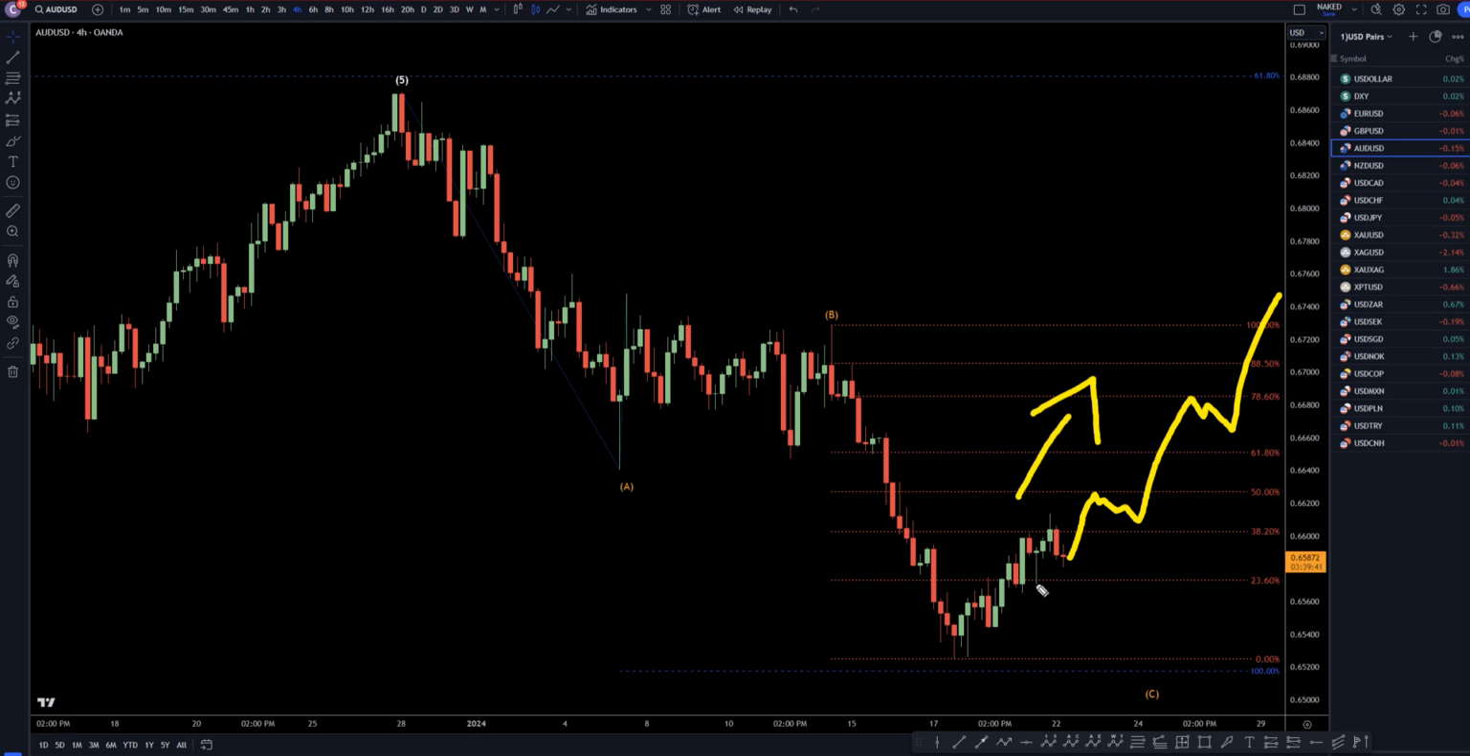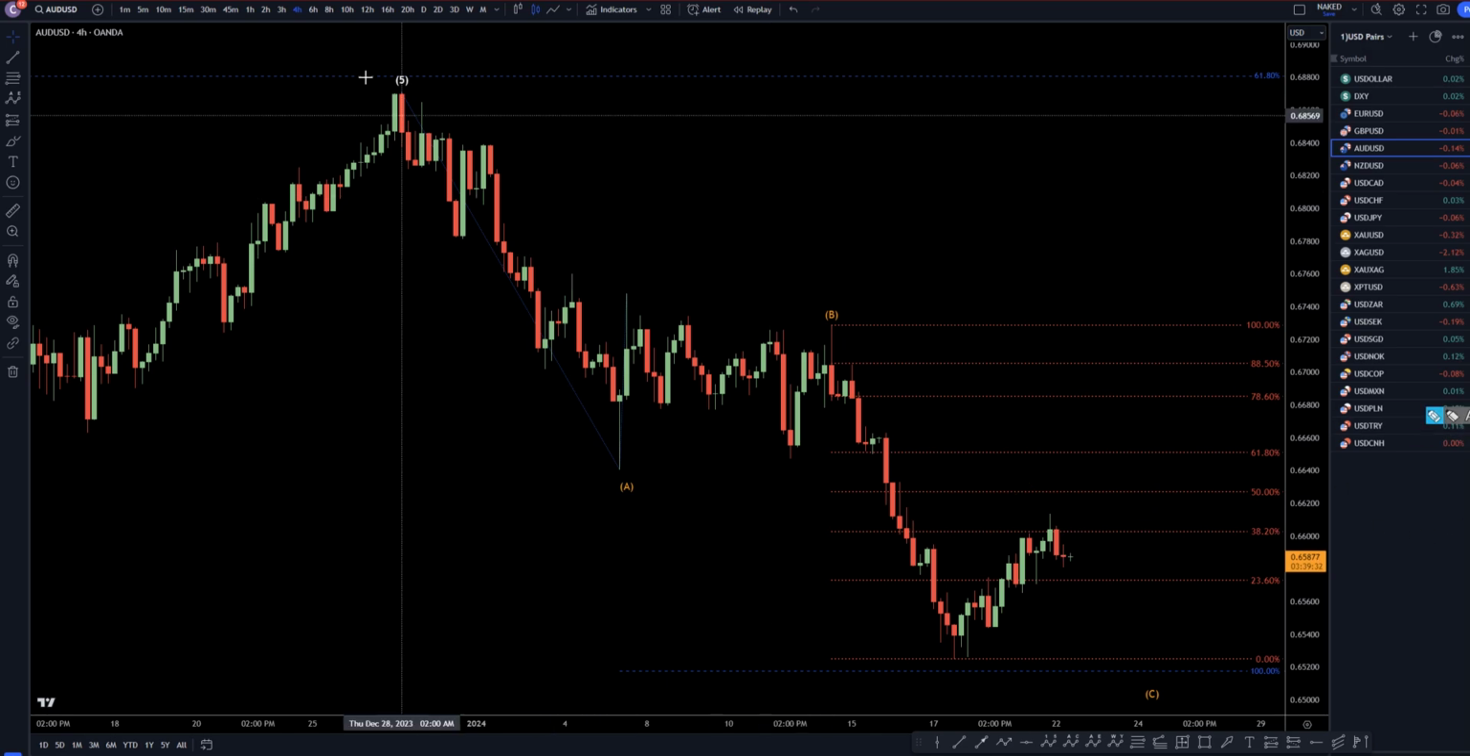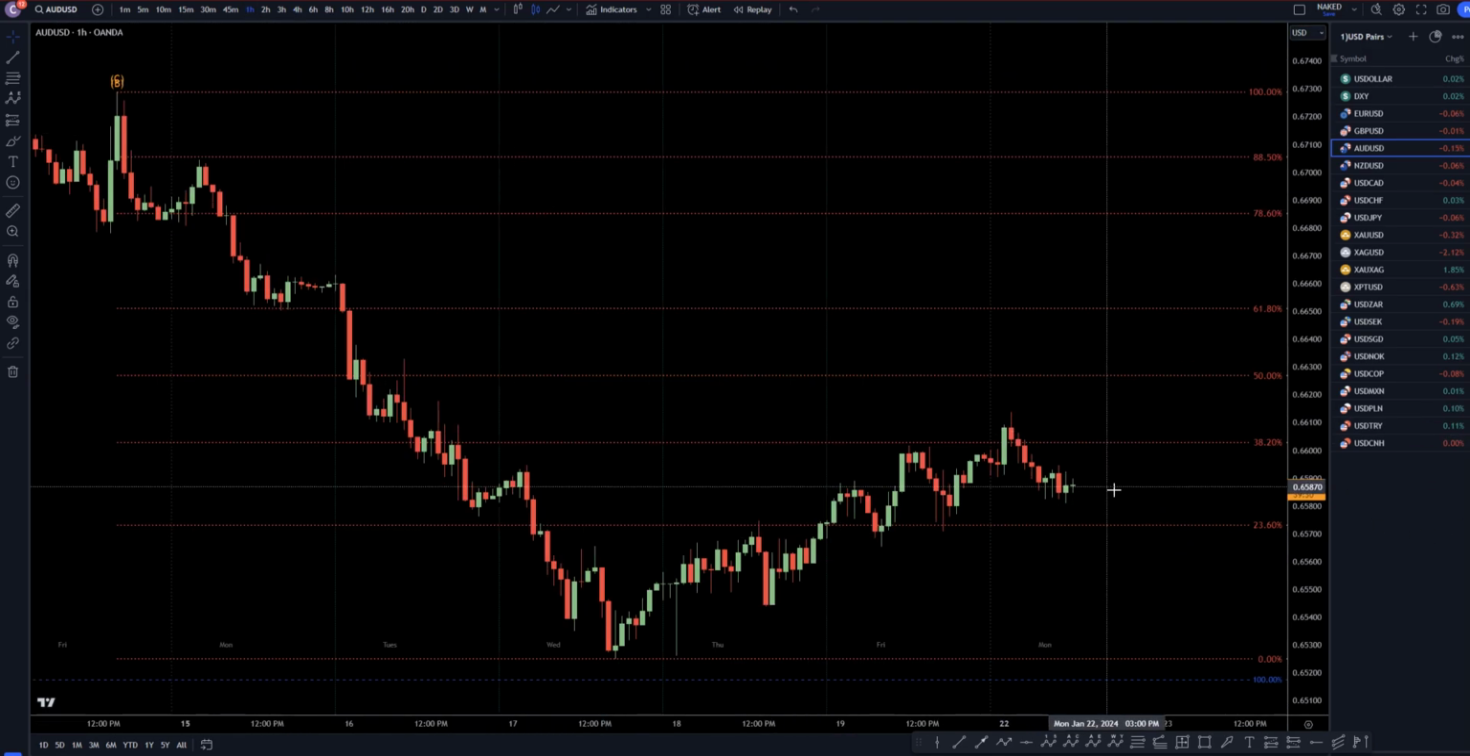And if it doesn't go up and it shows us either a break of structure down or a significant lower high, then I will not be looking for longs anymore. Anyways, I will definitely start looking for sells again. So going down to the 1 hour time frame.